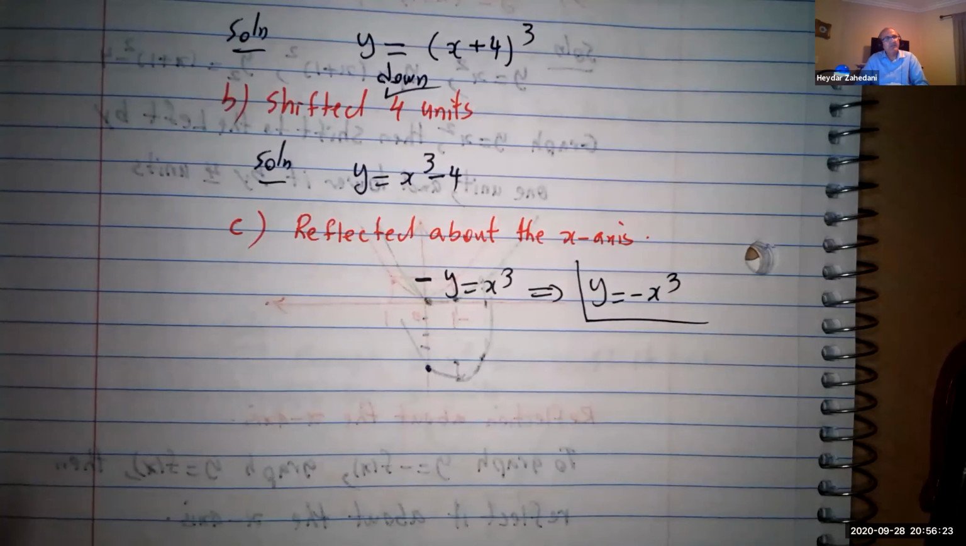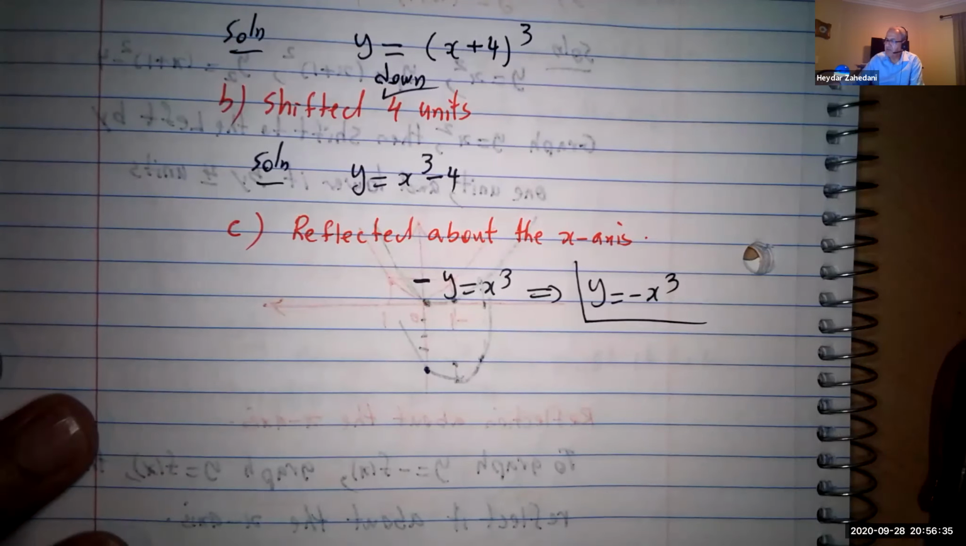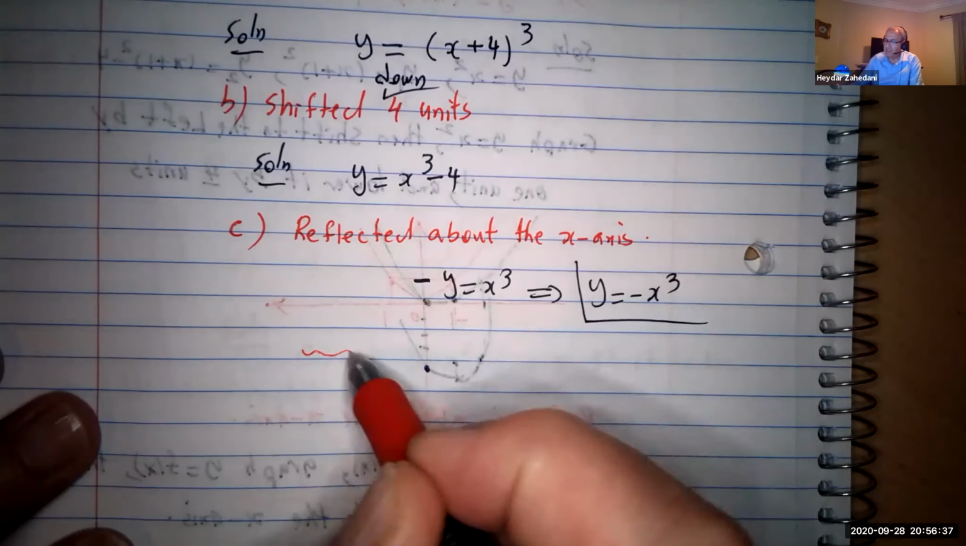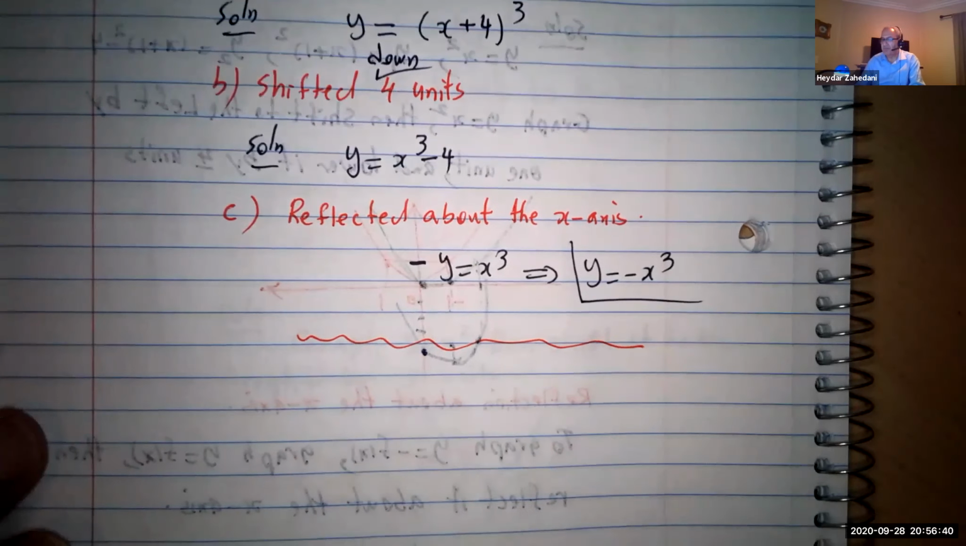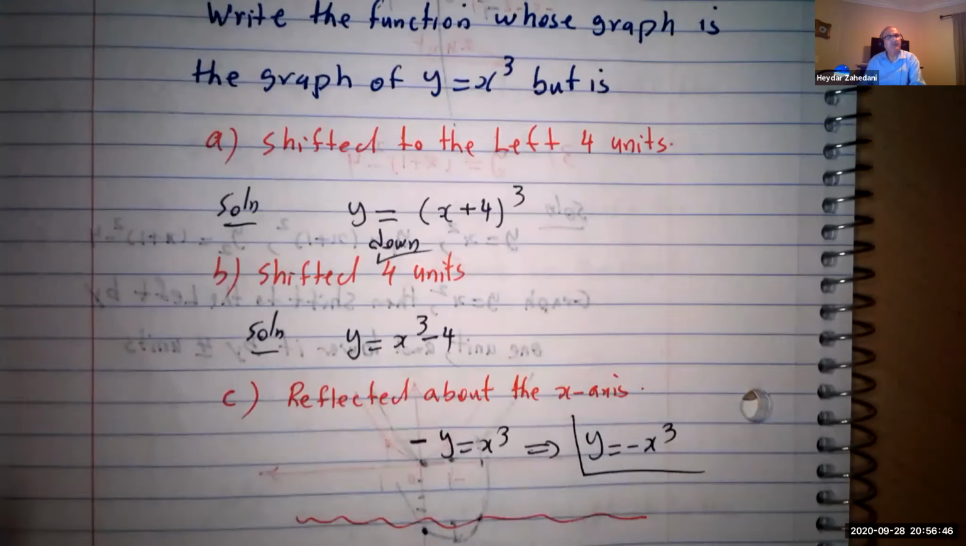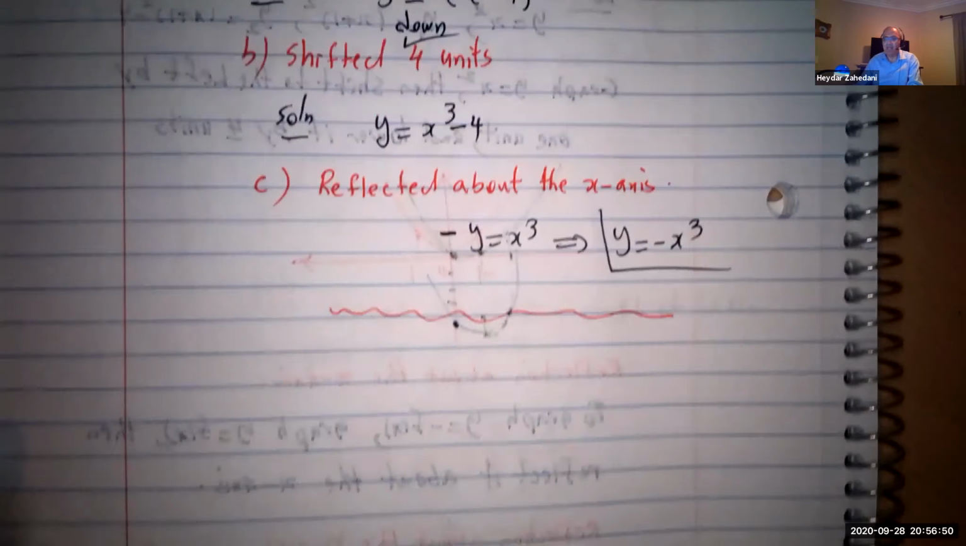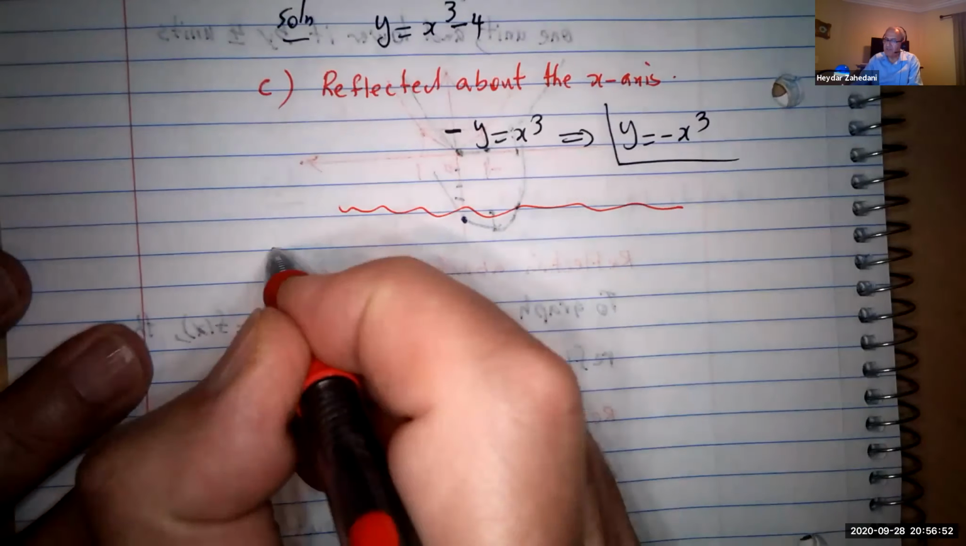So that's the reflection with respect to the x-axis. If you reflect with respect to the y-axis, the mirror is on the y, so you have to change the x. In this case, you change x into negative x. You get a number of them in your assignment, if you like, for this group. Any question? So that's one format: they just give you one action and ask for the function.